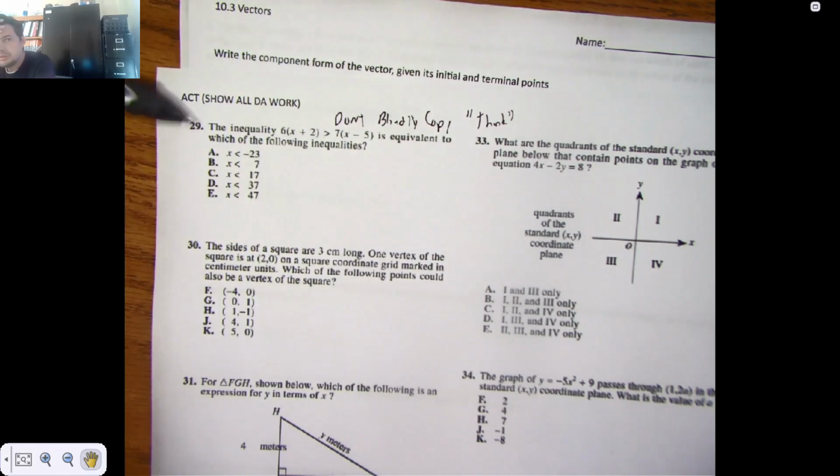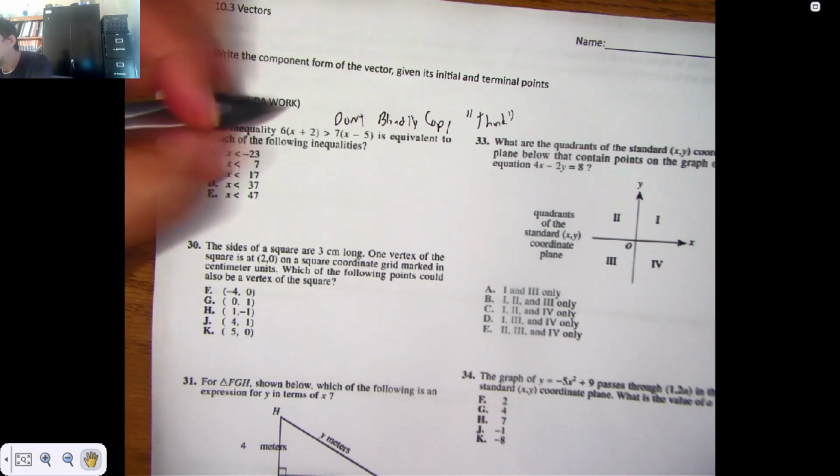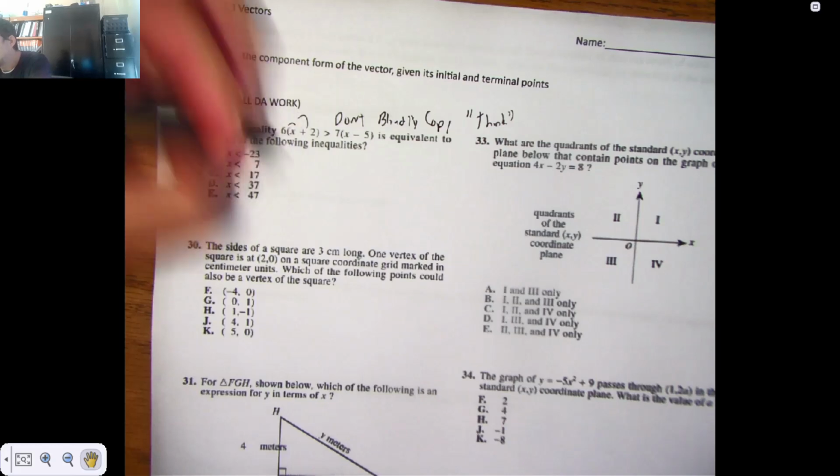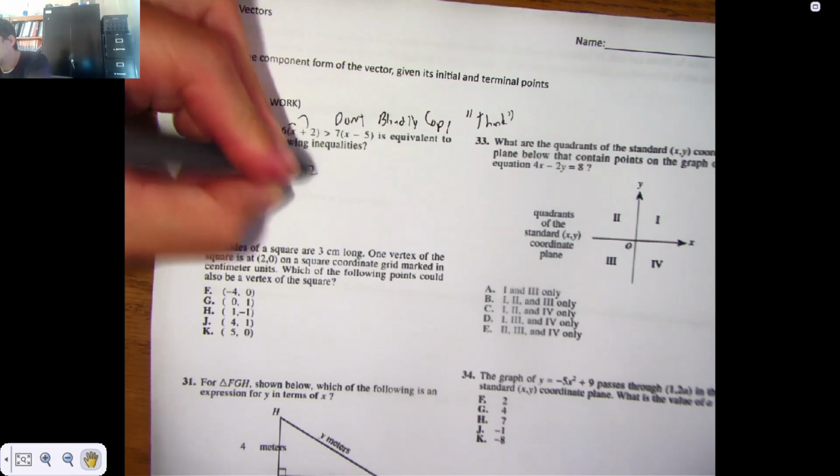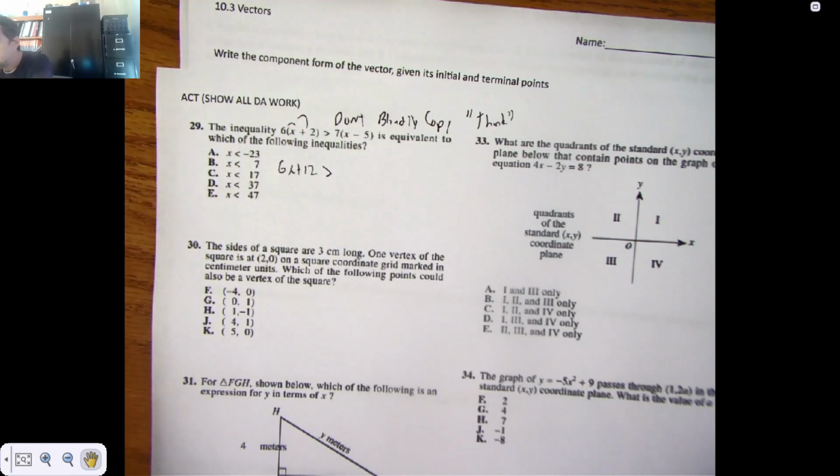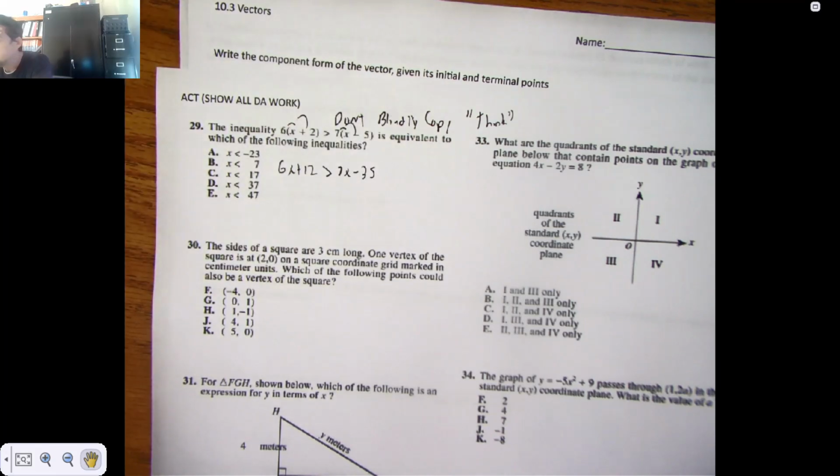You know, number 29, half the students taking this thing would miss 29. There's no reason that anybody should miss number 29. You invoke that distributive property. 6x plus 12 greater than... Notice the copying I'm doing? I'm just copying things down. Some of y'all won't pick up a pencil. Greater than 7x minus 35, because 7 times 5 is 35.